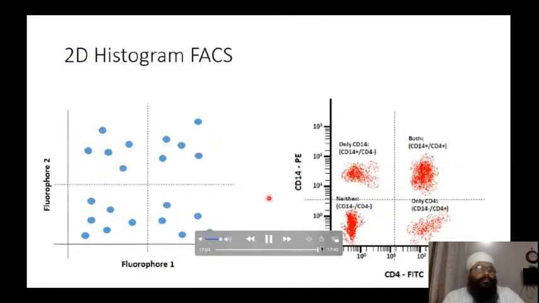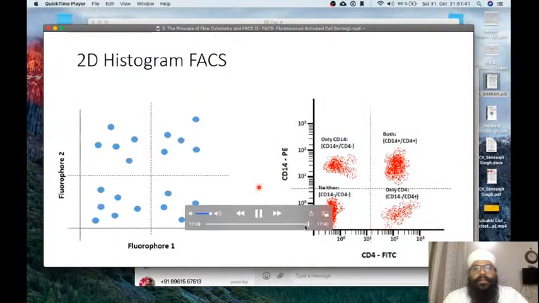There is one FACS machine in the market which contains 10 lasers. Can you imagine 10 lasers and 30 detectors? So you can.